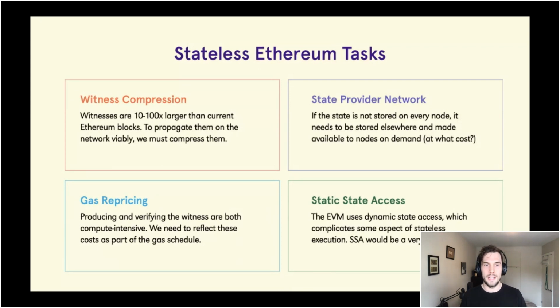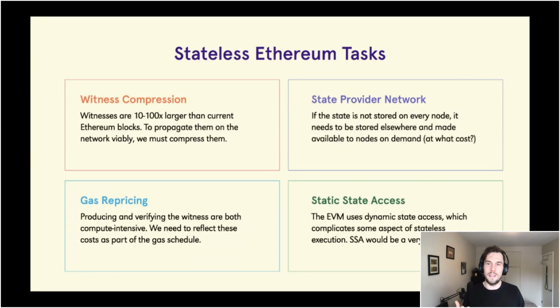The third thing we need is gas repricings. Because when we generate these witnesses and we verify them, it requires computation, just like executing transactions on the EVM. We need to figure out what's the best way to charge for this and to reflect it as part of the gas schedule. And finally, the last thing we need is static state access.